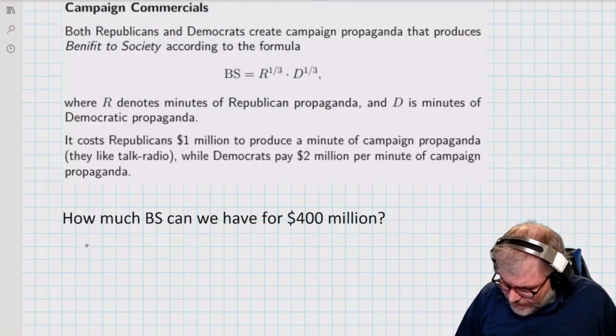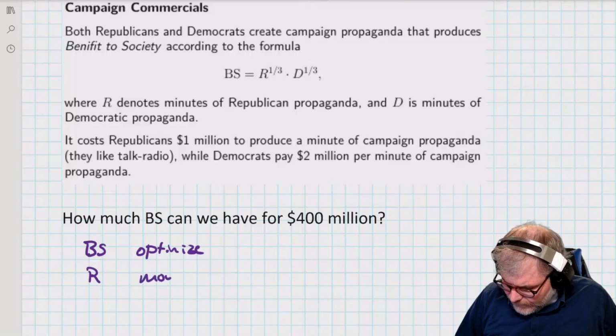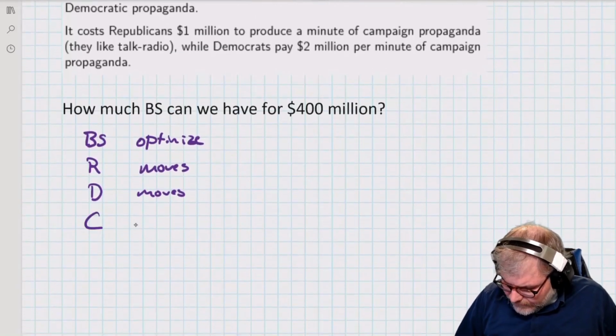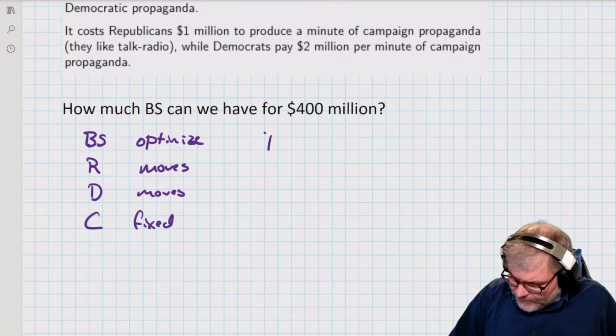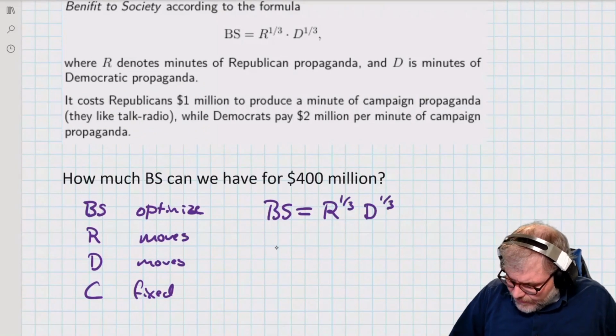Okay, so my BS optimize doesn't really have units. R is in terms of that moves. D moves. Budget C is fixed. Okay, and then I have an equation for BS, and I have an equation for costs.